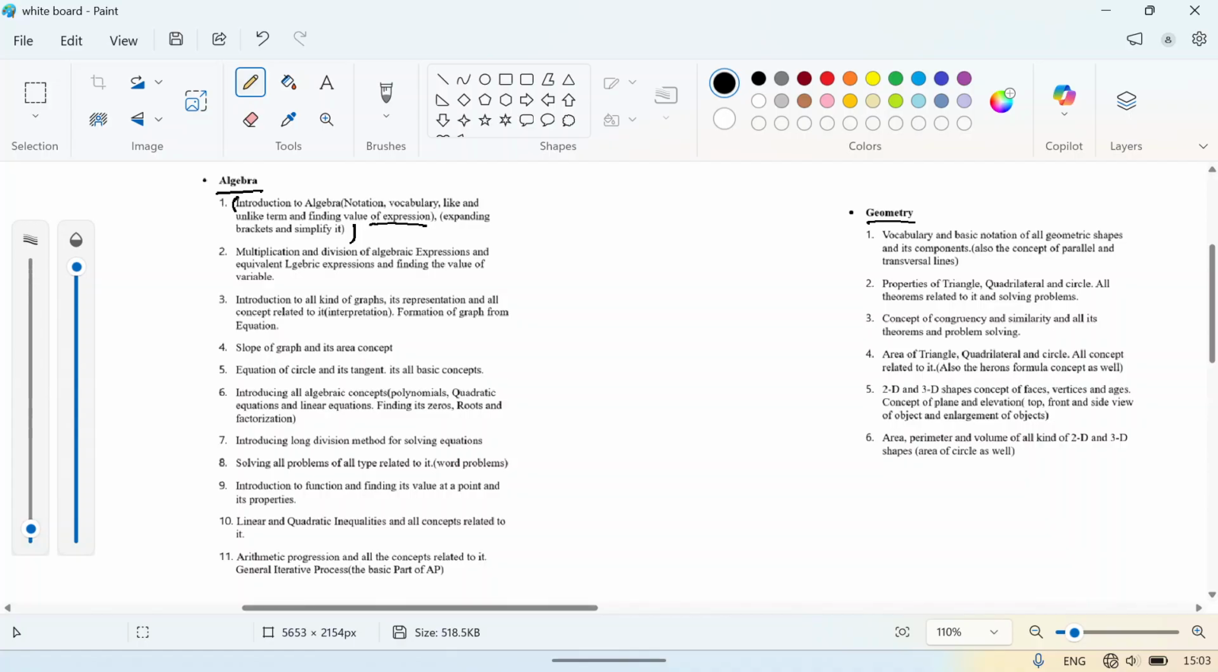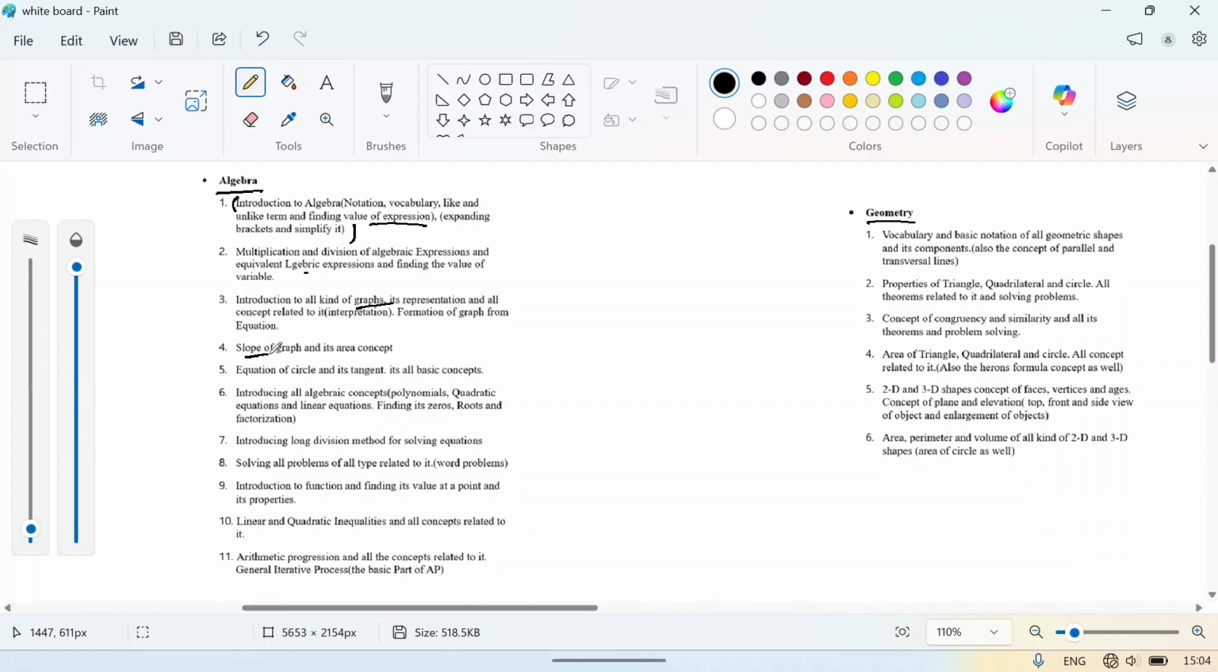Then we move to topic number 2. In this session, we are going to do some operations on algebraic expressions, like multiplication, division, and equivalent algebraic expressions, and finding the value of variables. And what a variable is, we are going to learn in the introductory section. Then we move to topic number 3. In topic number 3, we are going to introduce all kinds of graphs related to algebra, also their representation and all concepts related to them.